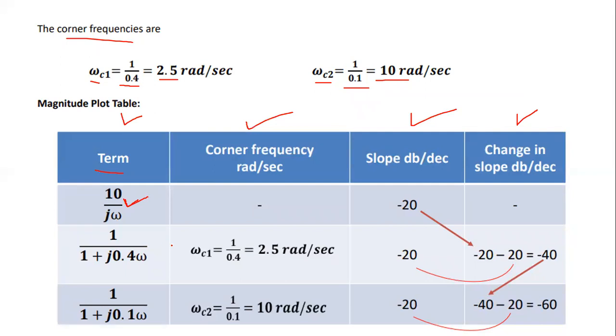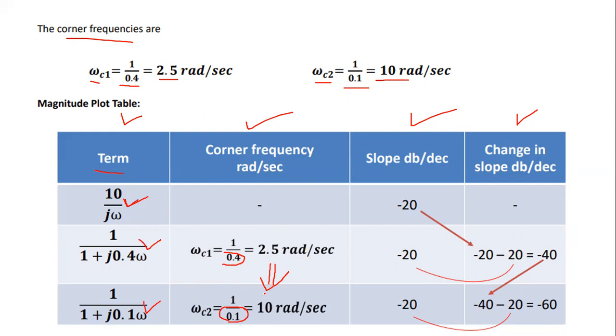And coming to the next terms, we are selecting them based on the increasing order of the corner frequencies. So omega C1 is 2.5 radians per second, which we identified from the 0.4, so this is the related term. And next, 10 is the corner frequency we are getting from 0.1, so this is the term. Next terms we are selecting in increasing order of corner frequencies. And now the corner frequencies are over.